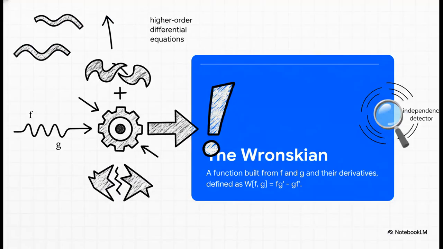And that tool is the Wronskian. Seriously, think of it like an independence detector for functions. We just feed our two solutions into it. It does this quick little calculation with their derivatives, and the result tells us with 100% certainty if they're a good team or not. Watch this.